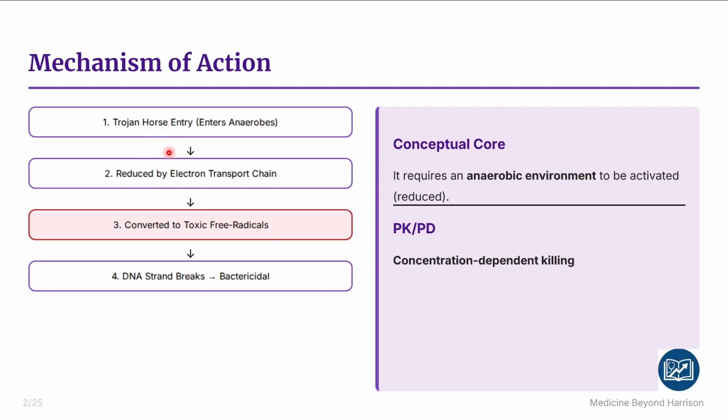So it acts as a Trojan horse. It enters the anaerobes, is reduced by the electron transport chain in the mitochondria, and is then converted into toxic free radicals, which break the DNA strands, causing a bactericidal effect and lysing the bacteria. Conceptually, it requires an anaerobic environment to be activated, to be reduced. So it only acts at places where there is an anaerobic environment. It is concentration-dependent killing and not time-dependent killing. So the more the concentration, the more the effect. The drug itself is converted into toxic free radicals, which break the DNA strands and create a bactericidal environment in the bacteria.